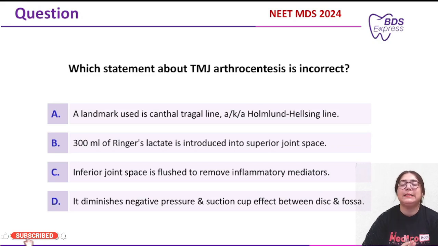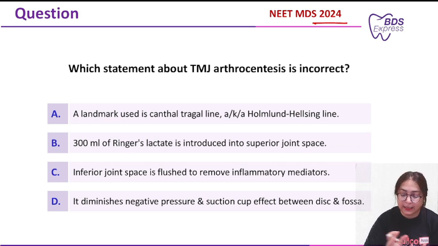In today's class, we'll be seeing a question related to TMJ arthrocentesis. The question was asked in the year 2024. Now, the question says: which statement about TMJ arthrocentesis is incorrect? That means 3 statements are correct, 1 is incorrect.